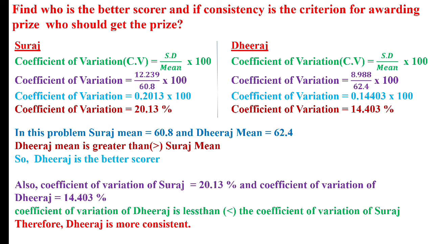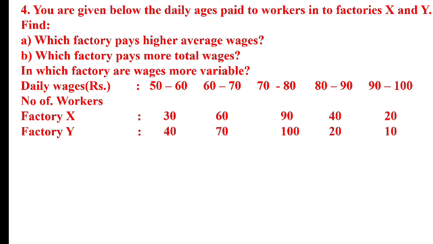Till here, if we solve this, it is a 14 mark question that will be given in the examination. Then another problem, a continuous type of problem, is given: which factory pays higher average wages, and which factory pays more total wages. What is the difference between the previous problem and this one? The previous problem was given as an individual series of observations. This problem is given as a continuous series of observations. You need to follow the continuous series concept, then we can solve this problem.